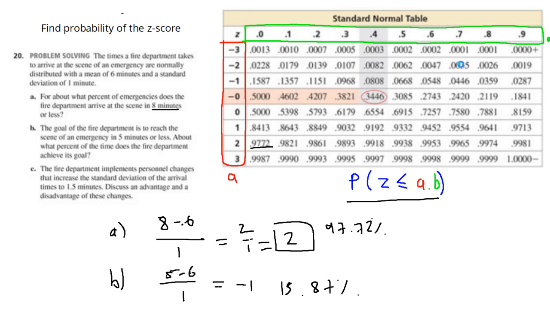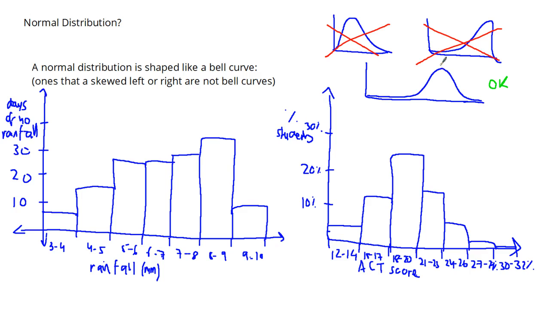So the next slide we have normal distribution. What is a normal distribution? I already discussed this. Basically, a normal distribution is shaped like a bell curve, and there's a mean. The mean is equal to the median. So for example, is this a normal distribution? It's not.